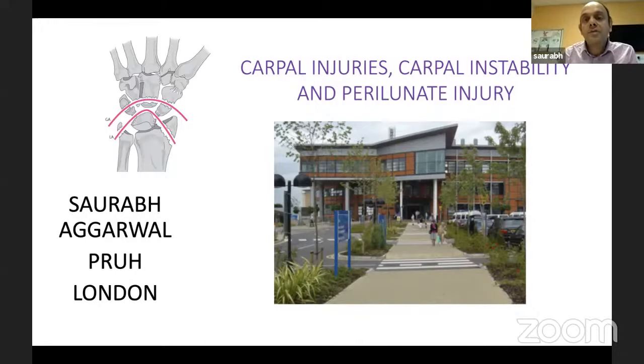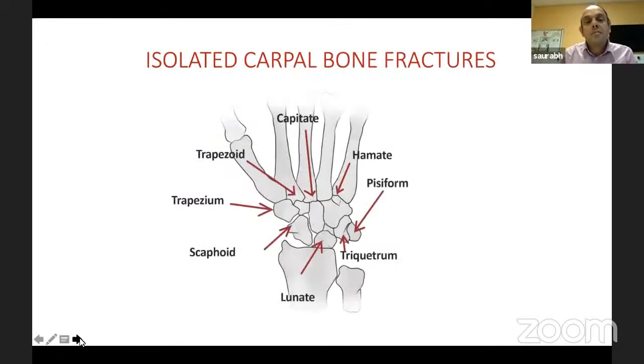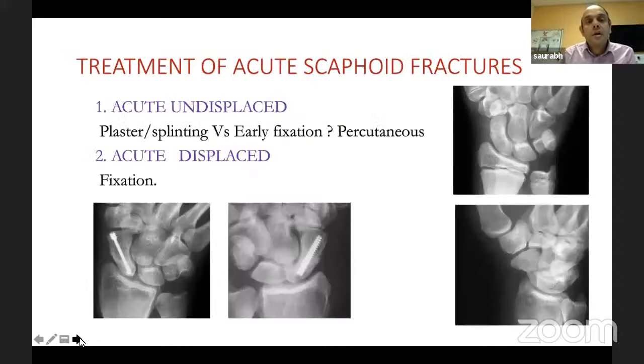Our topic today is going to be carpal injuries, carpal instability, and perilunate injuries. So let's start with carpal injuries. We're going to talk about isolated carpal bone fractures, followed by pure ligament injuries, followed by mixed carpus and ligament injuries. So these are the carpal bones, which we are all aware of. Now, scaphoid is the most common bone in the carpus to get fractured. So I'm going to talk about scaphoid more than other carpal bones.